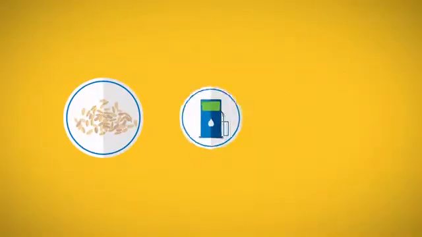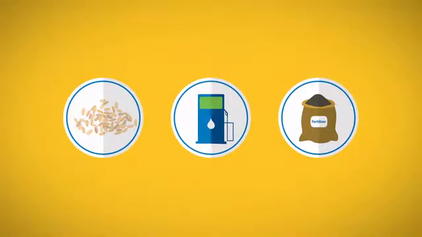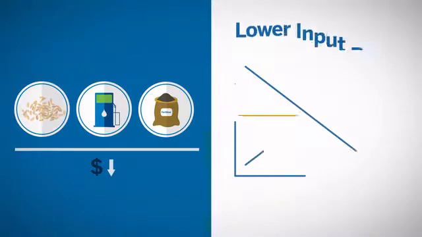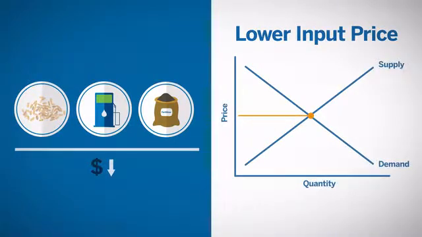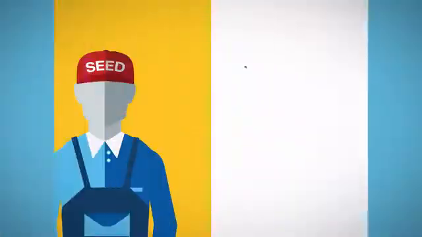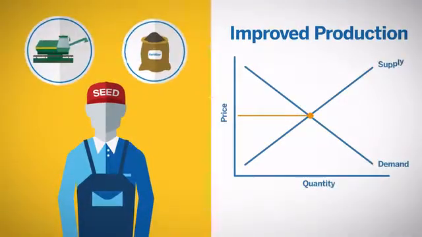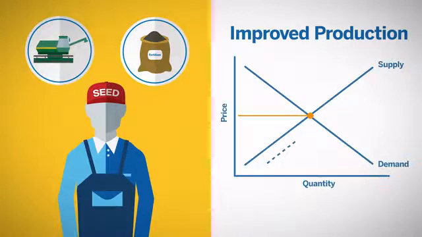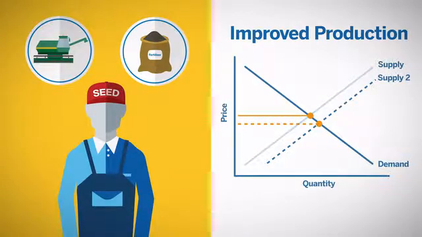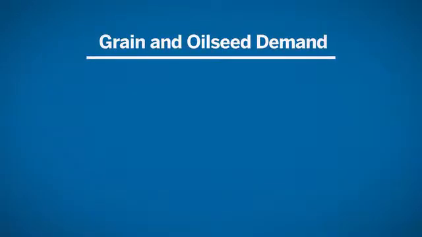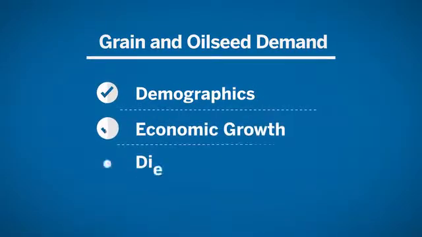In addition to the weather, the prices of inputs required to grow grain, such as seed, fuel, and fertilizer, will also impact supply. Lower input prices increase expected profitability and encourage producers to plant more acres, potentially increasing supply. Improved production methods, including enhanced technology, better fertilizers, and more effective management of resources, will also boost harvest yields and the supply of grain.